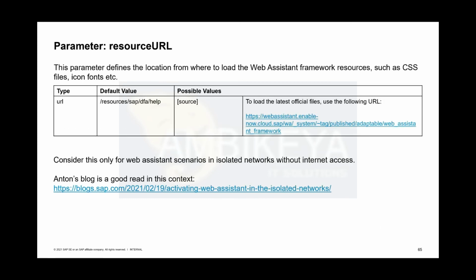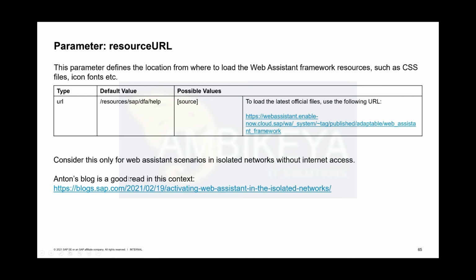So generic integration ones, and the resource URL. The resource URL is the one where the help JS and the additional defaults like the CSSs and the fonts come from. So this is the source of the framework, right? And usually you don't touch it, except you are in an isolated network and you have to change it because you want it to run from their premises only without talking to the internet.